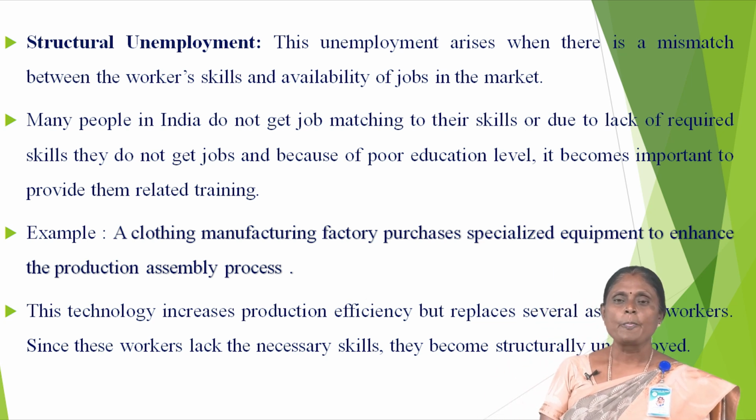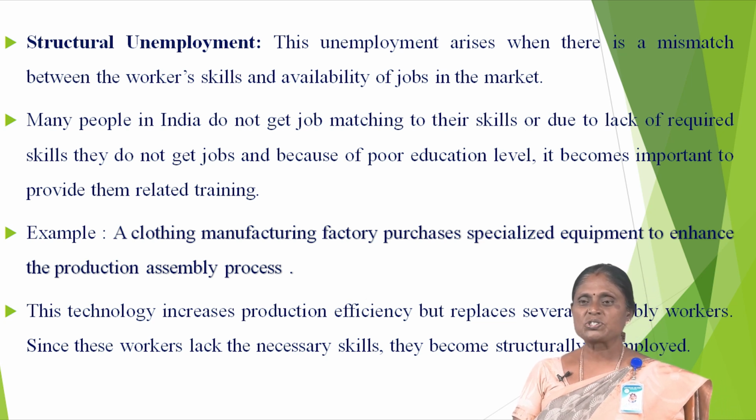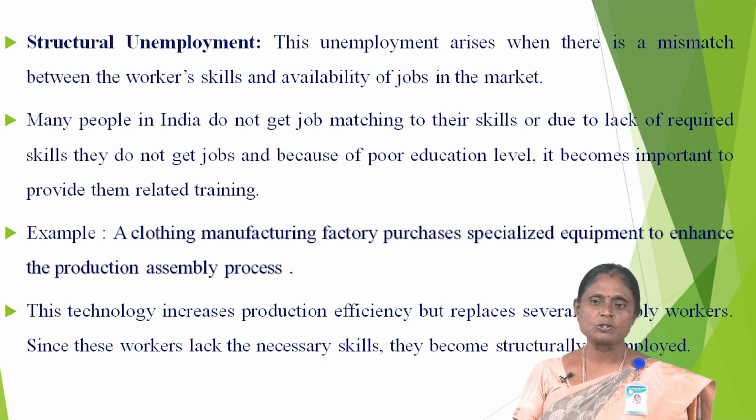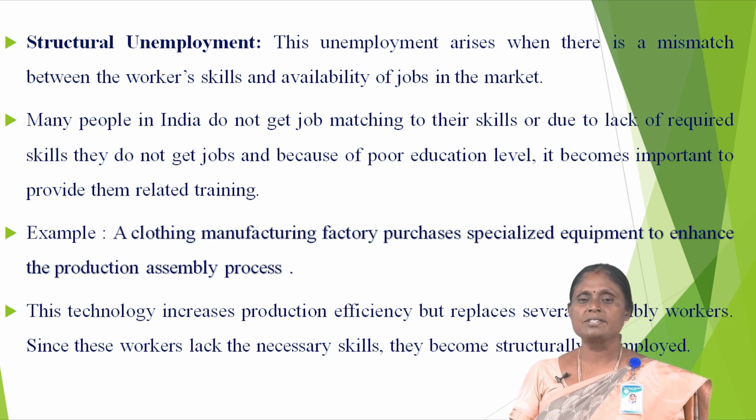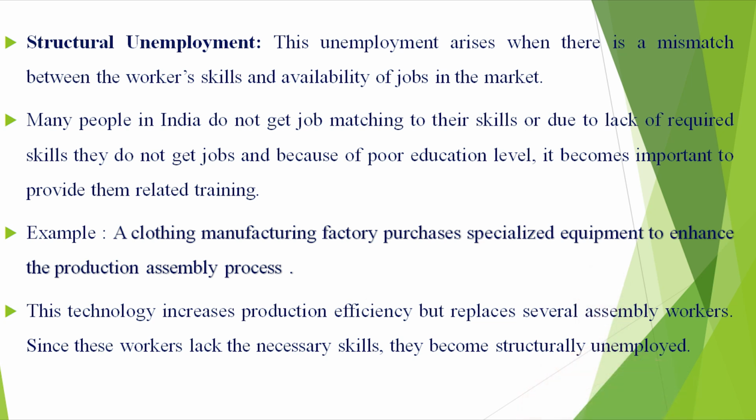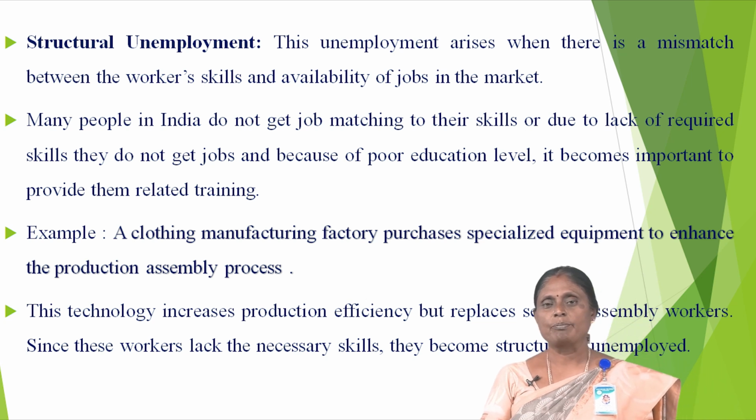Next example: a clothing manufacturing factory purchases specialized equipment to enhance the production assembly process. This technology increases production efficiency but replaces several assembly workers. Since these workers lack the necessary skills, they become structurally unemployed. That is called structural unemployment.